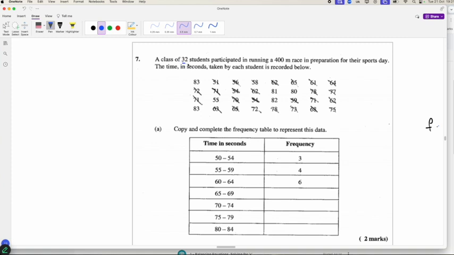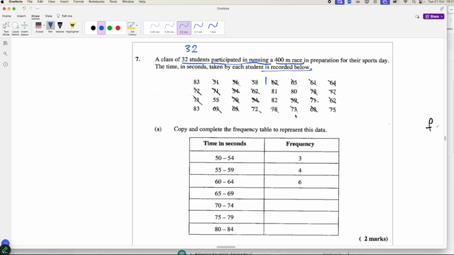A class of 32 students participated in running a 400-meter race. I'm guessing this 400 might have nothing to do with anything. In preparation for their sports day, the time in seconds taken by each student is recorded below. It's 32 students, right? 4 8s are 32, right? Complete the frequency distribution table to represent this data.